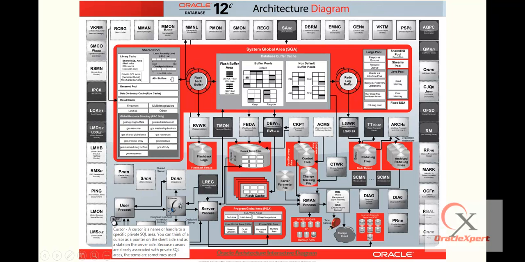For this reason, the UGA cannot be stored in PGA when using a shared server connection, because the PGA is specific to a single process. Therefore, the UGA is stored in the SGA inside the large pool when using shared server connections, enabling any shared server process access to it. When using a dedicated server connection, the UGA is stored in the PGA.